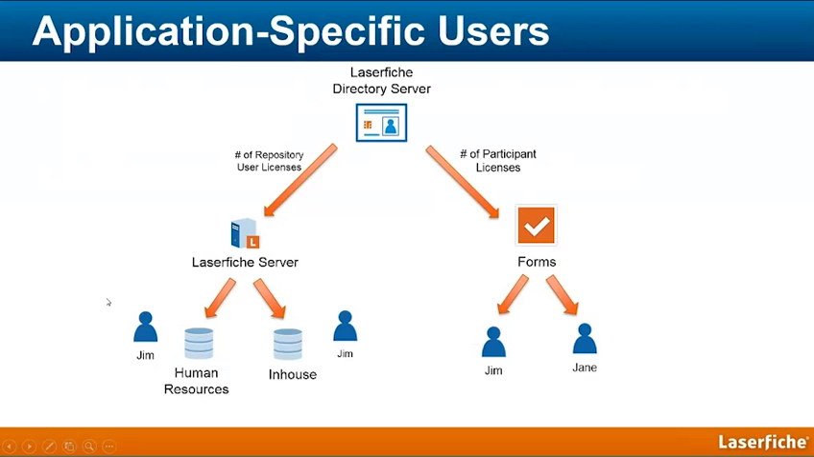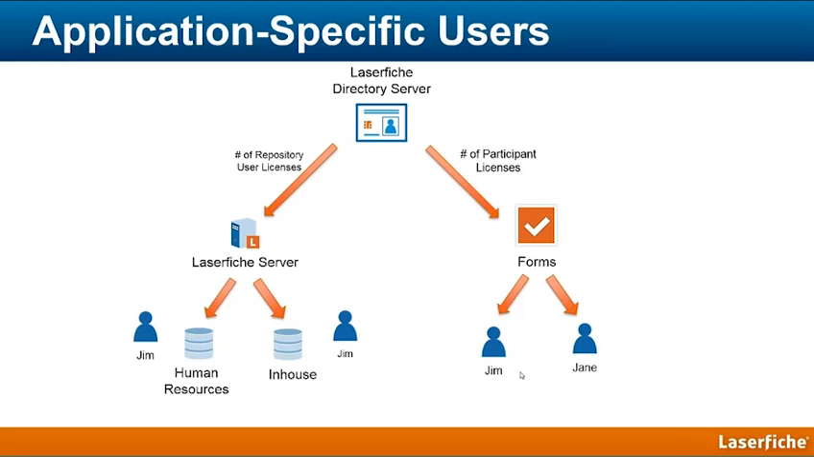On the right, we have forms authenticated participants. In both cases, users have to be managed and defined in the individual application, licensed by pools of repository or participant licenses allocated just to that server. So we can see in this example, Jim actually requires 3 licenses, 2 repository named user licenses, and 1 forms repository forms participant allocation, even though it's all the same user. Jane would require an additional forms participant license as well.